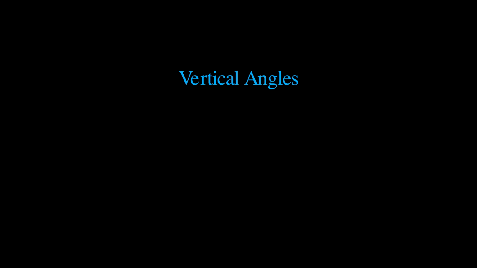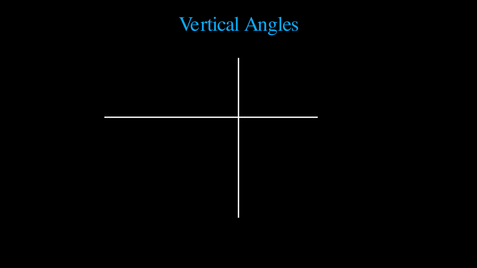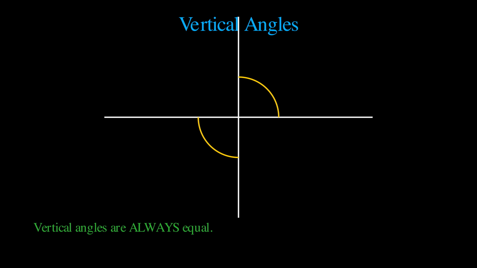Now we're going to learn about vertical angles. This is one of the most important angle relationships in geometry, and once you understand it, solving many angle problems becomes much easier. Vertical angles appear whenever two lines cross each other. When two lines intersect, they create four angles around the intersection point. Now look carefully at the angles that are directly opposite each other. These opposite angles are called vertical angles.